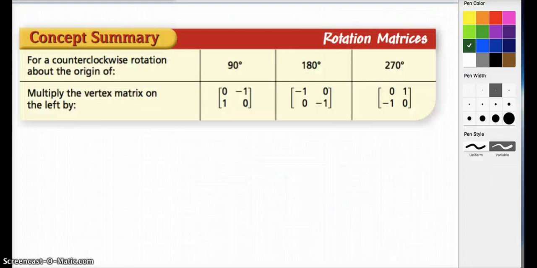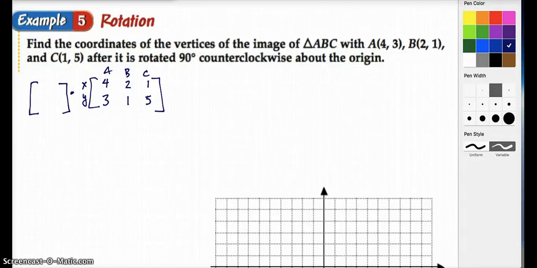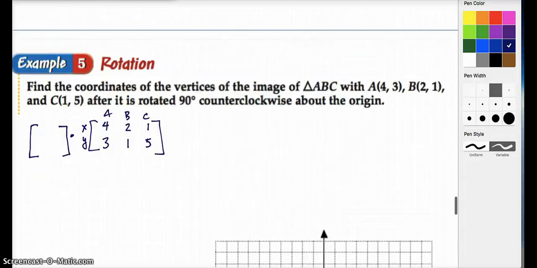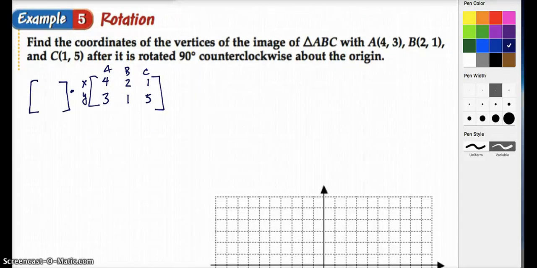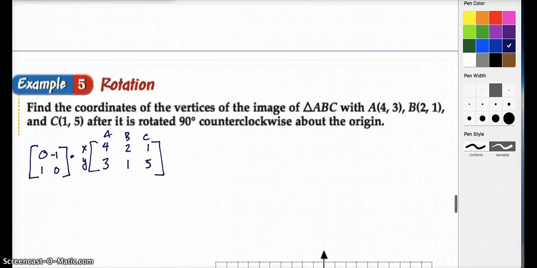So in addition to using matrix multiplication to find reflections, as we saw before, we can also use it to rotate our matrices. This is something else that you want to hold on to: to rotate a matrix 90 degrees, 180 degrees, and 270, these are the matrices that we will use. So in example 5, we're going to rotate triangle ABC, whose vertices I put in the matrix. We want to rotate it 90 degrees. That type of rotation requires a multiplication by the matrix 0, -1, 1, 0, as per our information up here.